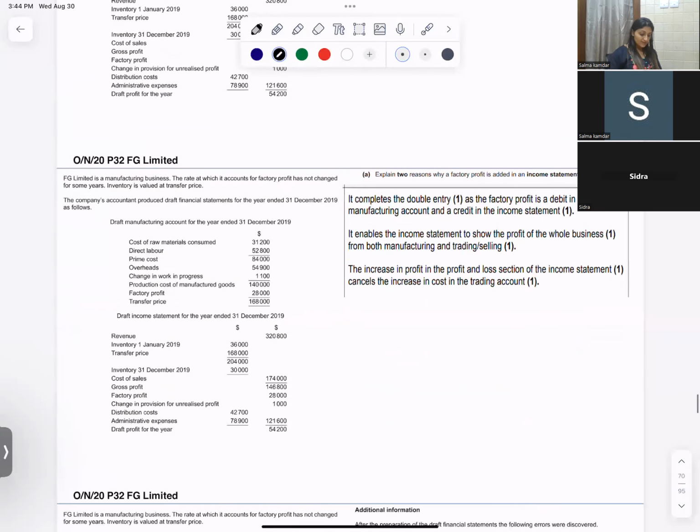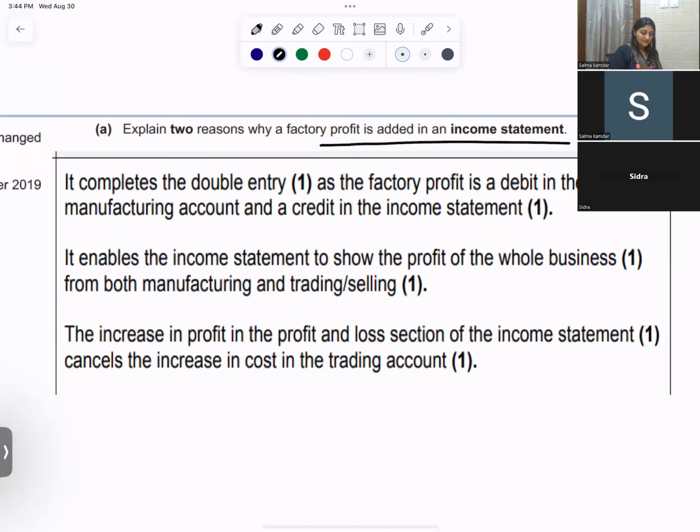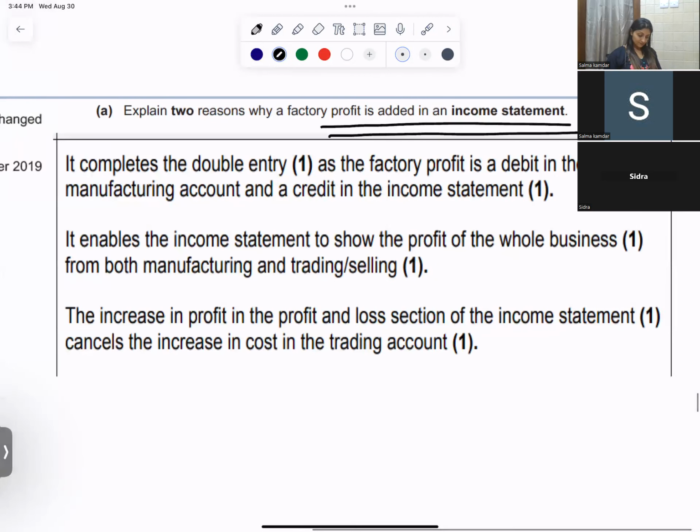Now another question is: explain two reasons why factory profit is added in an income statement. Why is factory profit added? Firstly, it completes the double entry system. Factory profit is debited in the manufacturing account, so you will credit it in the income statement.